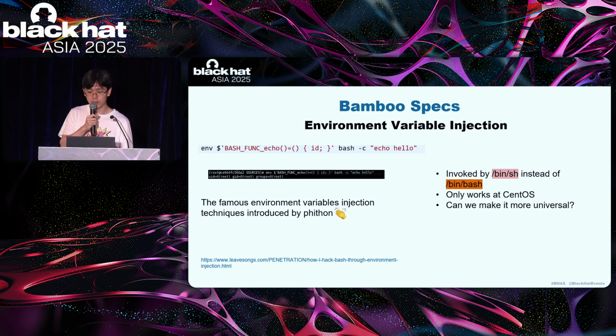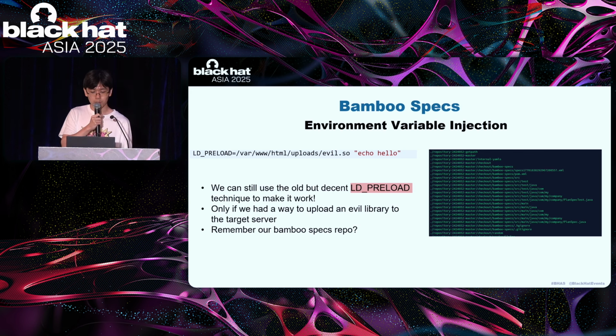But here, our command is actually invoked by /bin/sh, and in that case, this BASH_FUNC environment variable injection technique can only be used on CentOS. So can we make it more universal? The idea is simple. We can still use the old but decent LD_PRELOAD technique to make it work, but only if we had a way to upload an evil dynamic library, which is an .so file, to the target server. And remember our Bamboo Specs repo?